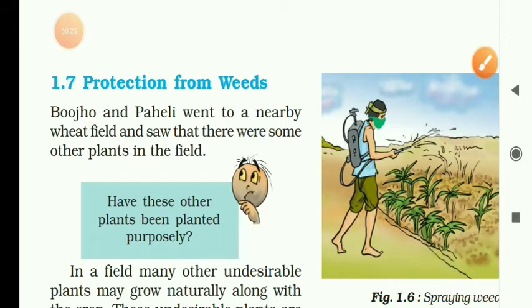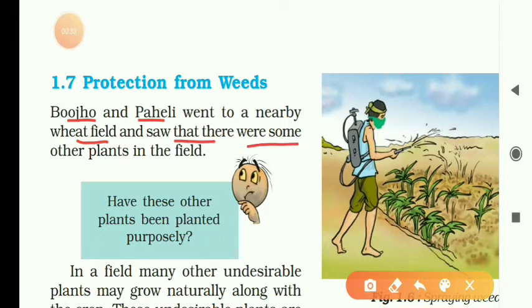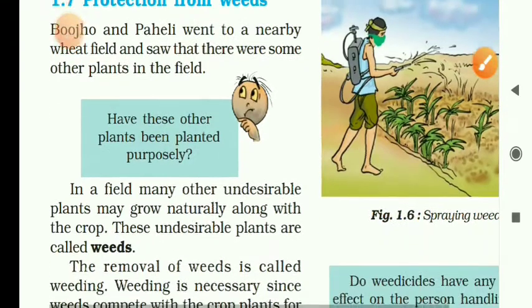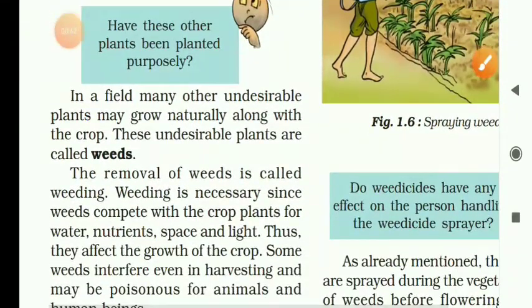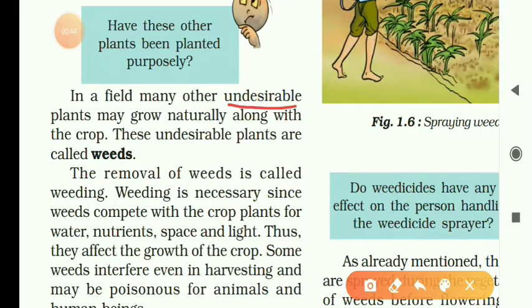Bujo and Pehli went to a nearby wheat field and saw that there were some other plants in the field. In a field, many other undesirable plants grow naturally along with the desirable crops. And these undesirable plants are called weeds.